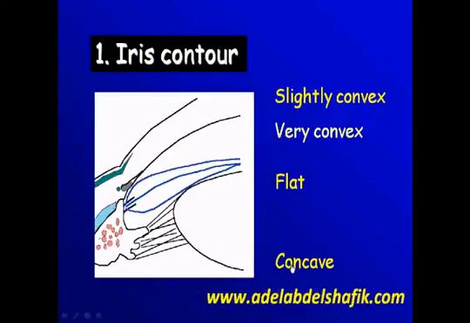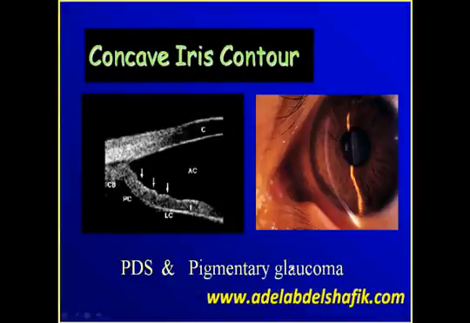A concave iris, you can see it in cases of pigment dispersion syndrome and pigmentary glaucoma. In this UBM, you can see that the peripheral part of the iris is concave. On the slit lamp, you can see that the central part of the iris is more pushed compared to the peripheral part of the iris.